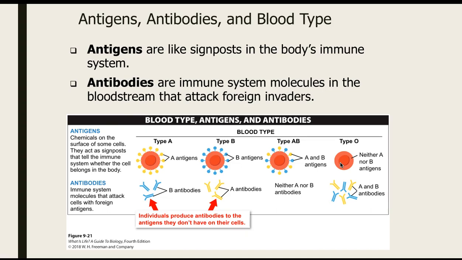What's up with these antibodies, though? This is actually another really important part of your immune system that has nothing really to do with your genotype, but does have to do with blood compatibility and whether or not you can get transfusions of certain people's blood. And so if you have type A antigen, your body makes the B antibodies. Again, A antigen makes the B antibodies.